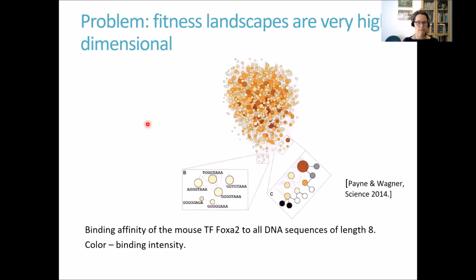So this was only a simple example where the dimension of the landscape is 4, but it can get much higher than that. This is an example from Payne and Wagner that created this fitness landscape of the binding affinity to a particular mouse transcription factor, and the phenotype, which is the fitness, is the binding affinity of all DNA sequences of length 8. So here we have a cloud of a much larger number of genotypes, and it's much harder to get an intuition what is going on here and what are the evolutionary trajectories here.